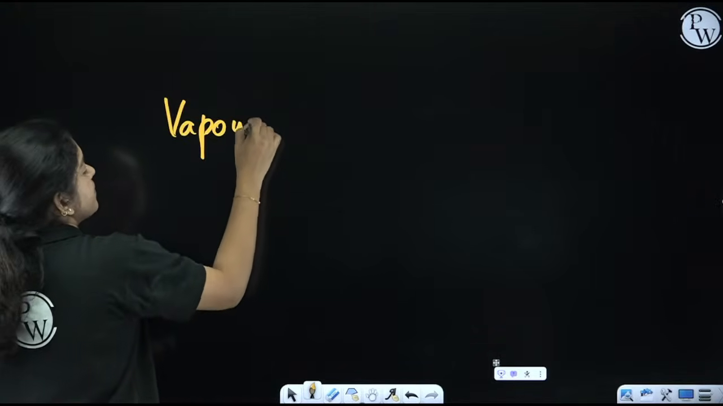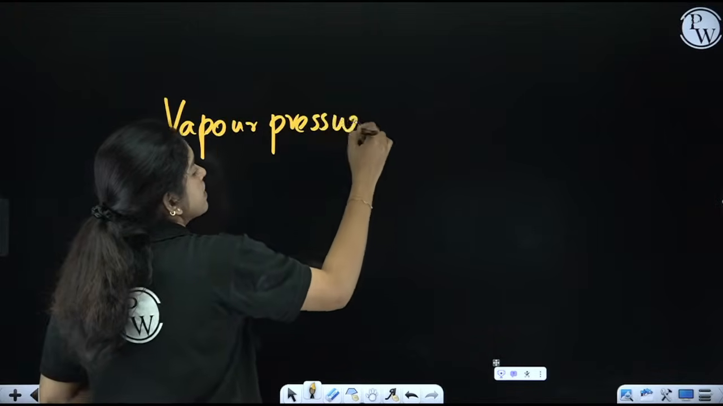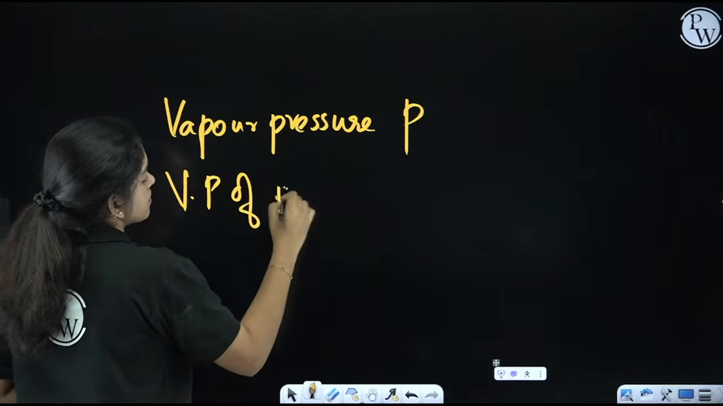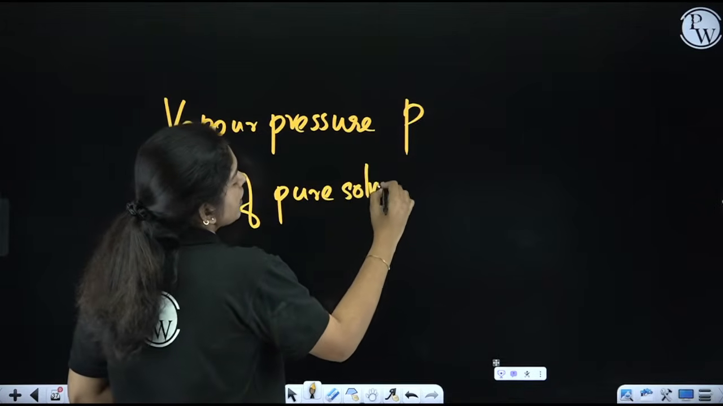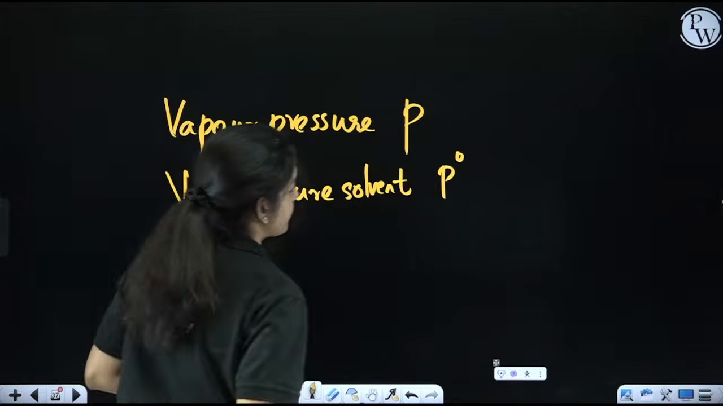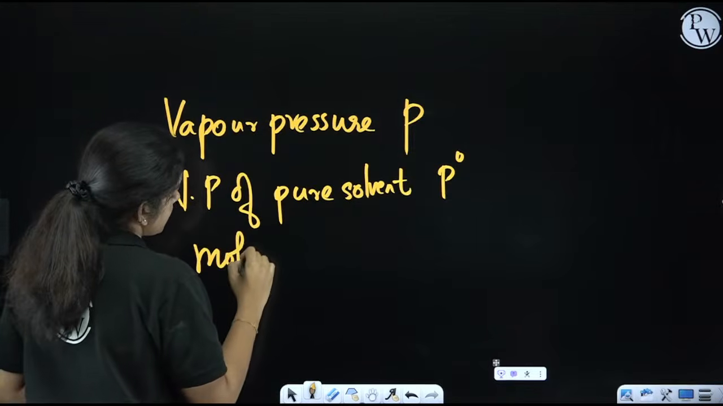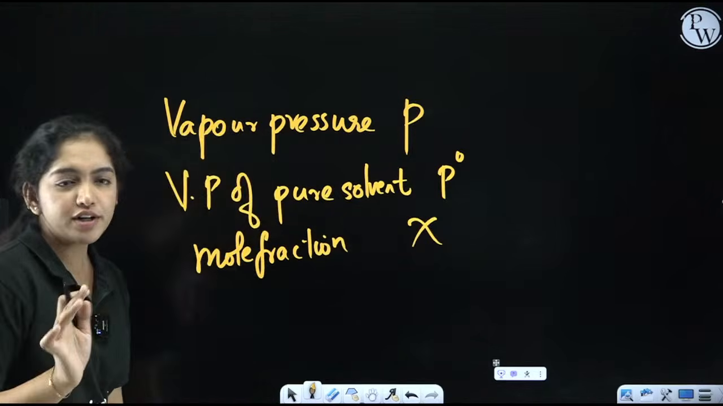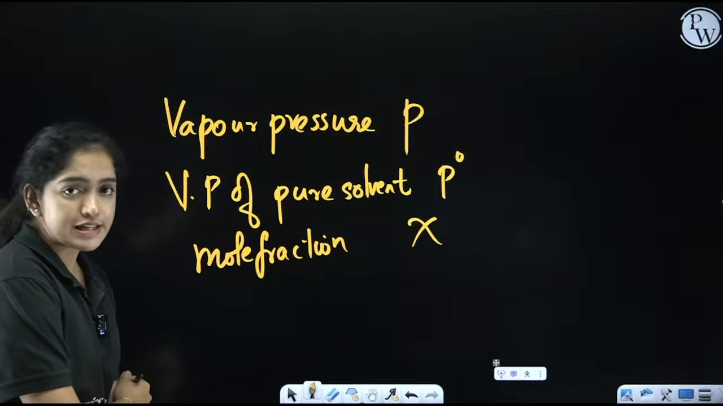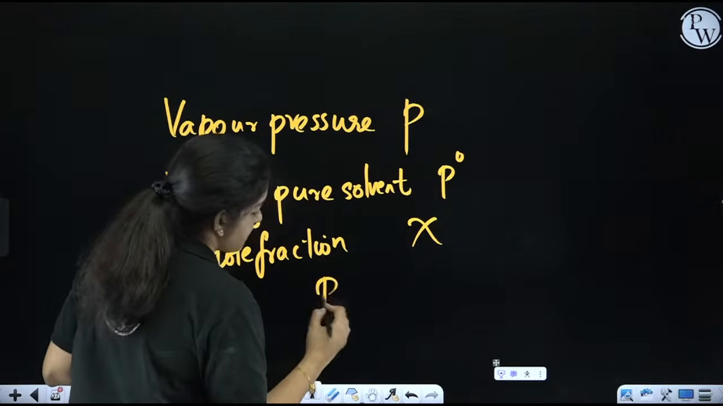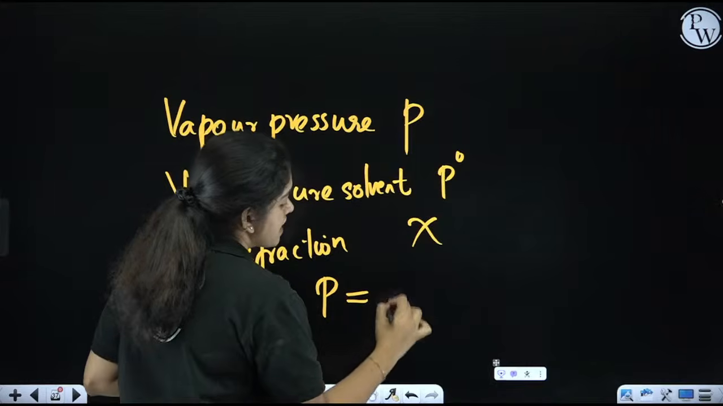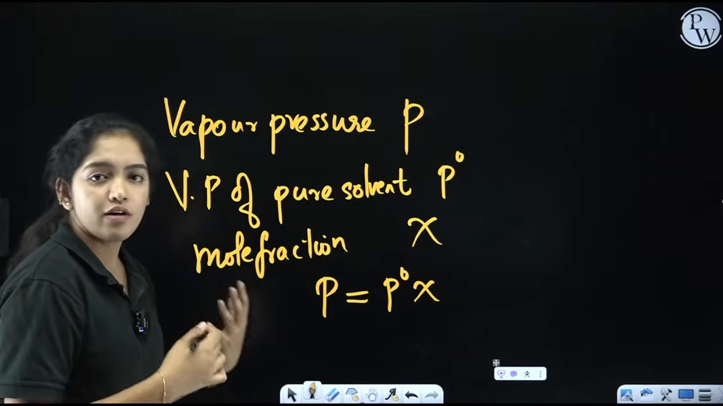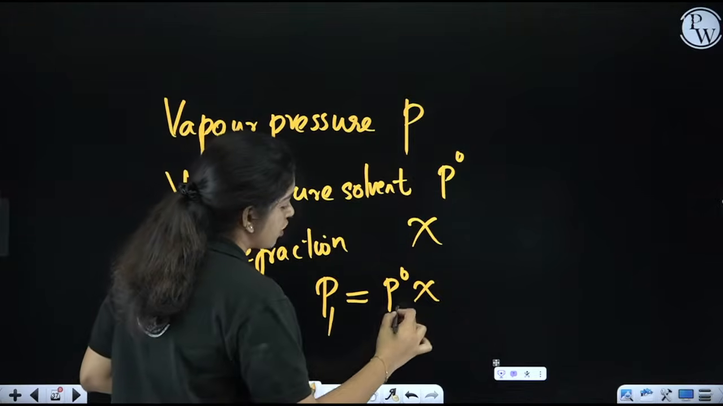Vapor pressure, we can denote it by P. Vapor pressure of pure solvent we can denote using P naught, and mole fraction is chi. According to Raoult's law, the vapor pressure P is given by multiplying the vapor pressure of pure solvent and mole fraction, P naught into chi. For example, there is one component, we can write P1 equal to P10 chi 1.